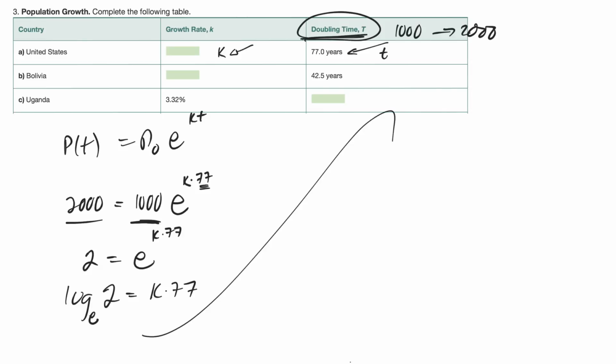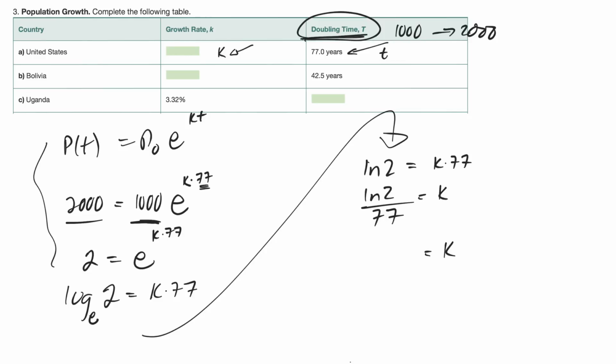Now in the book, I think that they actually just, rather than do this first part, go right to ln 2 is equal to k times 77, or they might divide by 77 already as well. So ln 2 divided by 77. They might start the formula right there. And that's not bad, but you're sort of skipping a bunch of steps. That's my take on it.